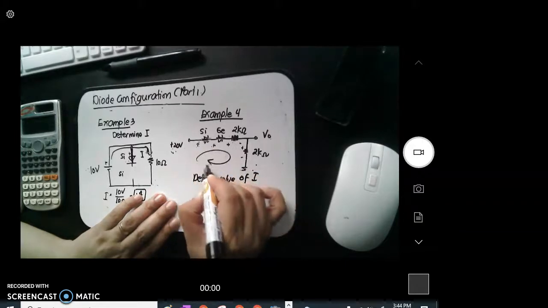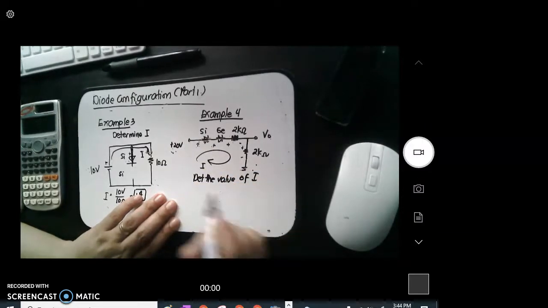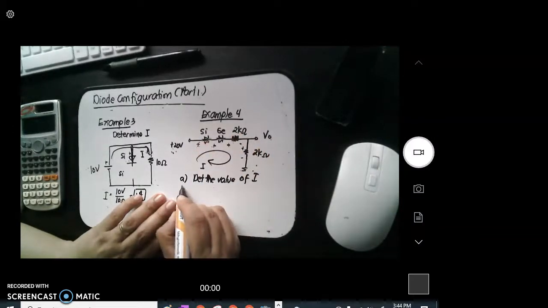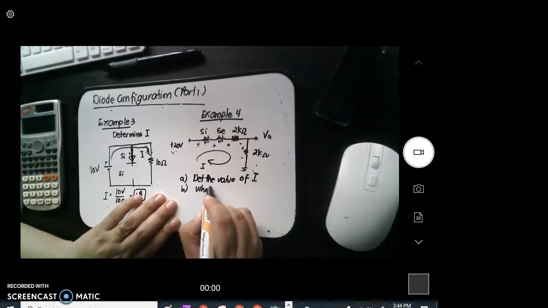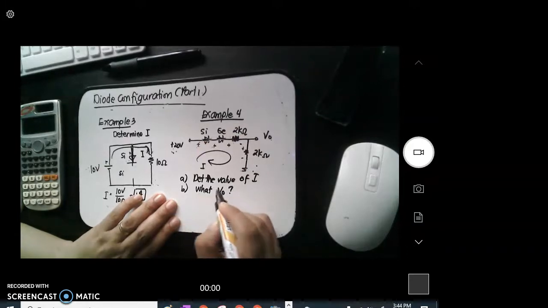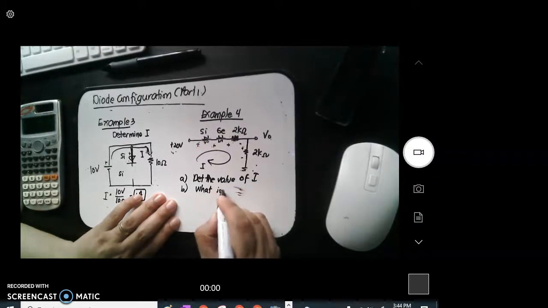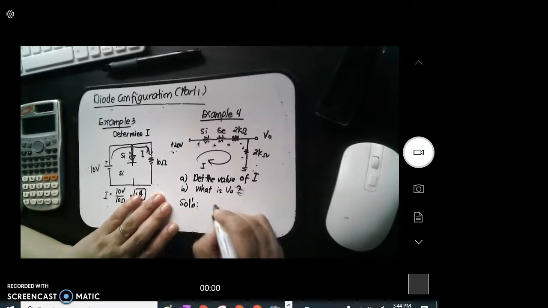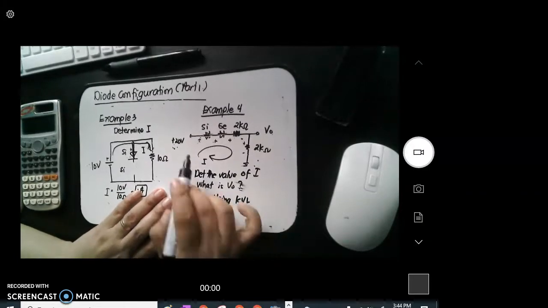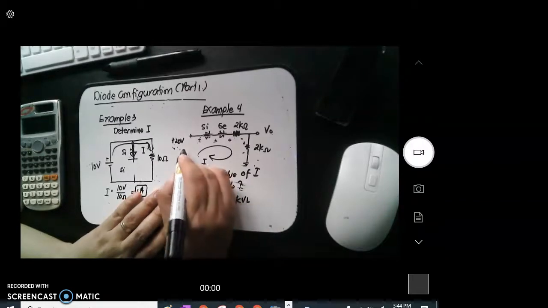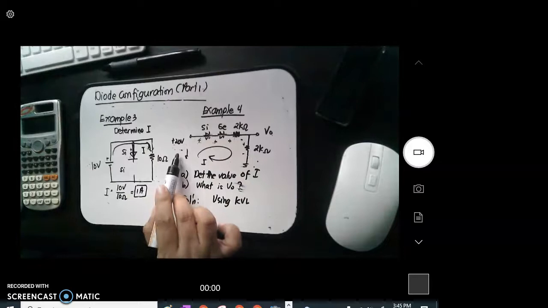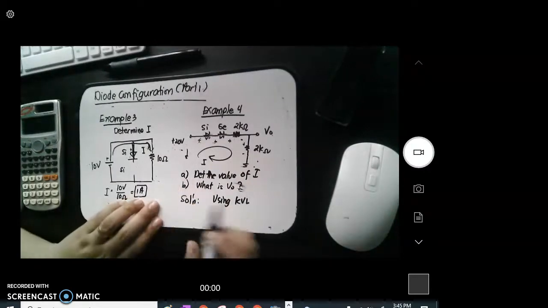So, let's find the value of I. This is just one of the requirements. Okay? So, we can follow up with what is V out. So, what is V out? VO is actually V out. Okay? So, let's have the solution for this. The solution is using KVL. So, we enter the loop. Where do we enter? It is understood that the negative is at the ground, so we enter the negative.